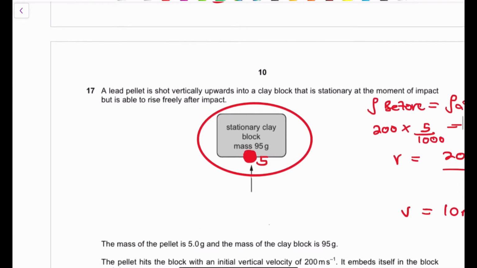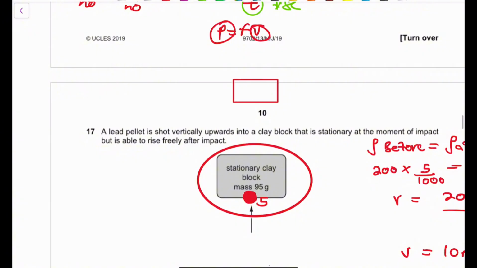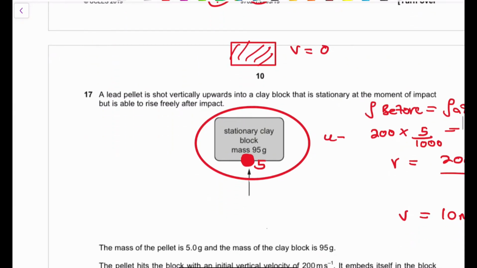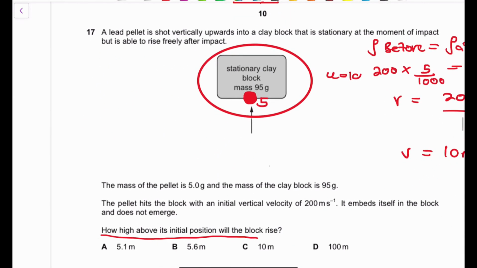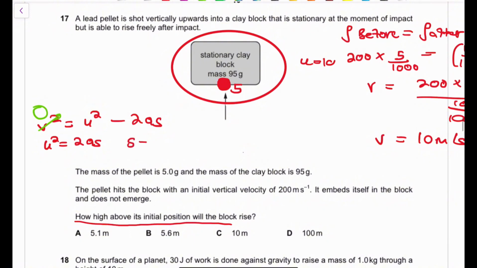So it's going to rise and rise, and it's going to reach a position, maybe here, where the value of V is going to be 0. But we know that U is 10 because of our calculation. So I can use V squared equals U squared minus 2AS to find the value of S, because I know that V is 0. So U squared is equivalent to 2AS. So my value of S is U squared divided by 2A. So S is 10 squared divided by 2 times 9.81.